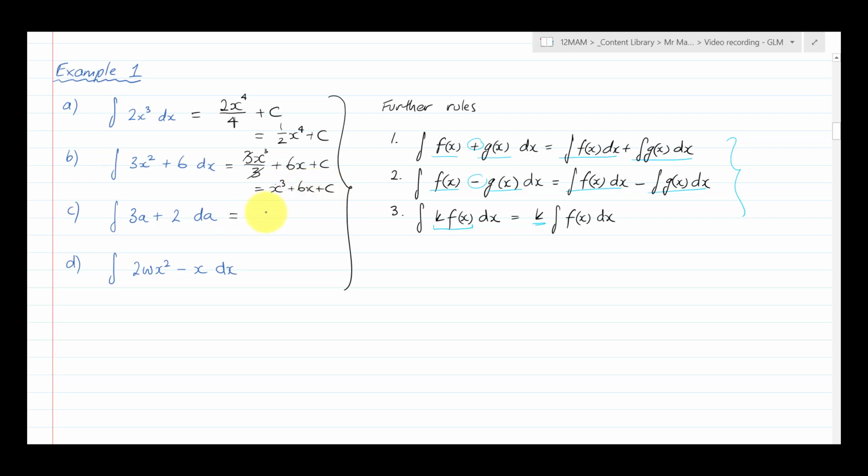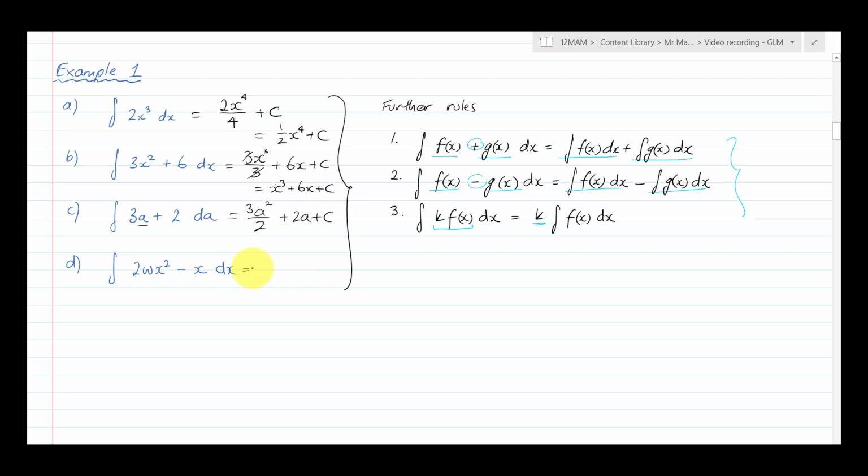And the next one, the integral of 3a plus 2 with respect to a. So you're starting to see this "with respect to" come through. And this gives, we're integrating with respect to a, which means we get a becomes a squared. The 3 remains, and we divide by the new power, plus 2a, that's what we do with the constant, plus c. And we can't simplify that one, so I'm just going to leave it like that.